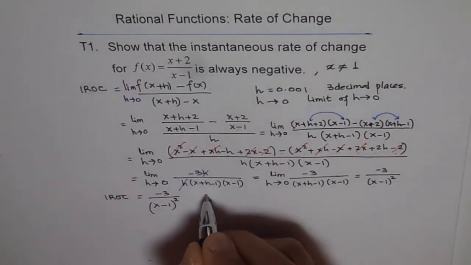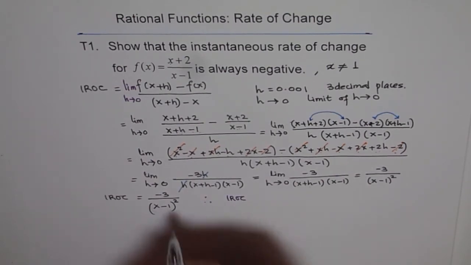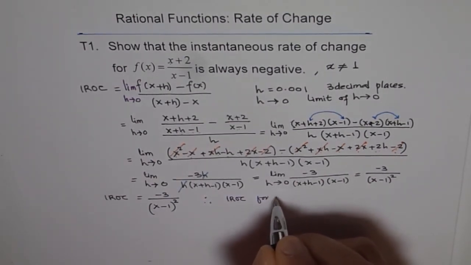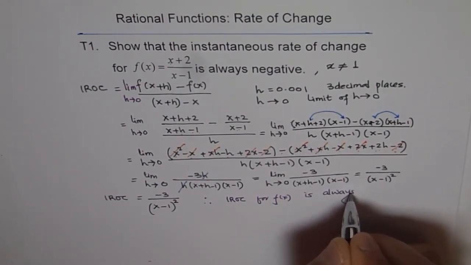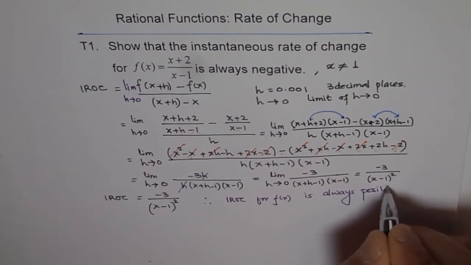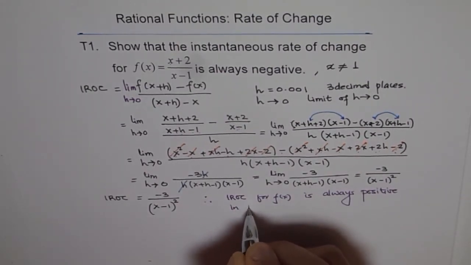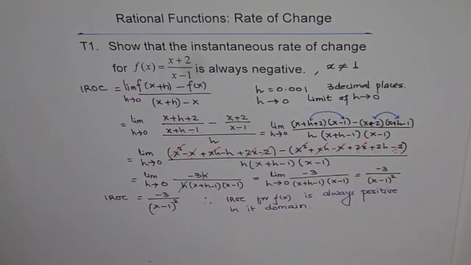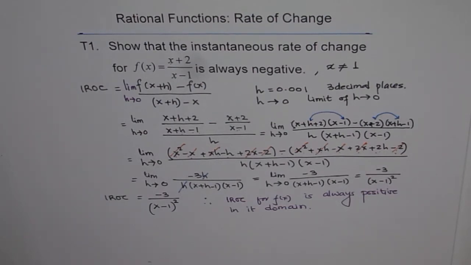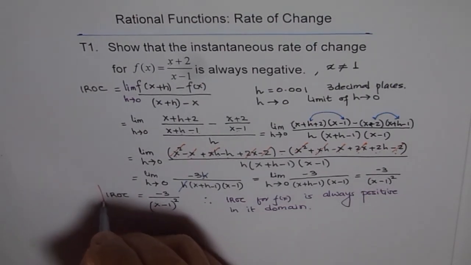So therefore, we can say instantaneous rate of change for f of x at any point is always negative, right? I should write in its domain, correct? So that is how it is proved, right? So what we will do is, in the following examples, I should say questions for you, T2, T3 and T4, we are going to use this formula. We will not derive this formula again, okay?